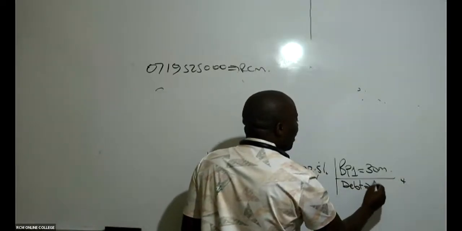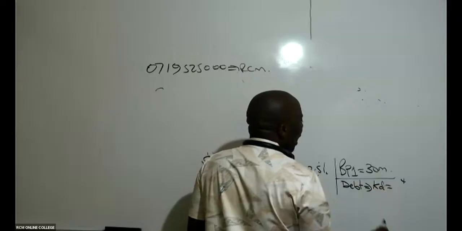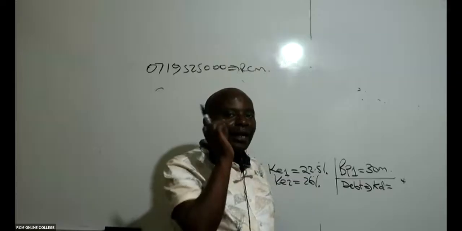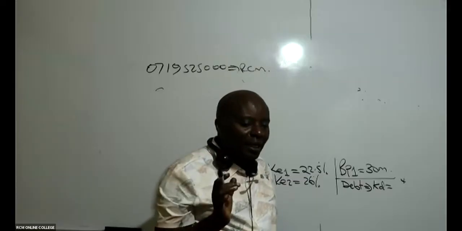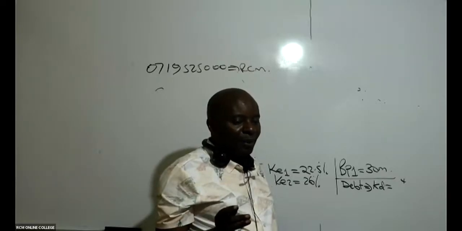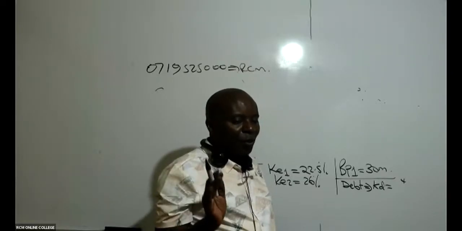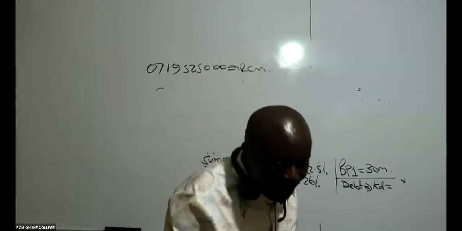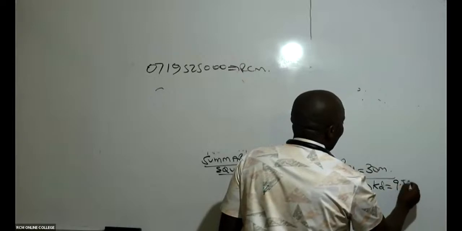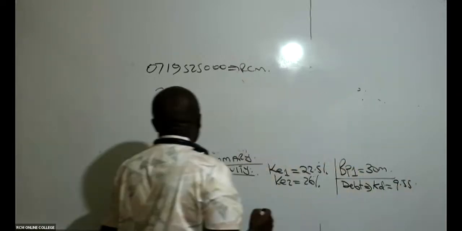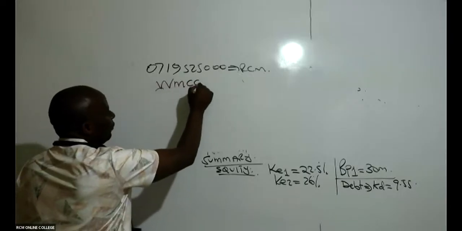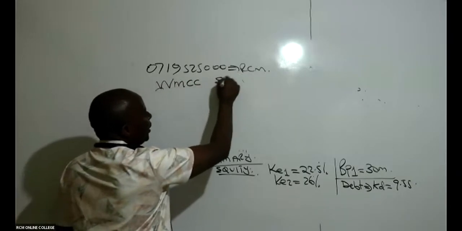That, if I remember very well, KD was only 1. The cost of debt was only 1. Was it 9.26? KD was only 1 without a break point. 9.55, yes. This was only 1. 9.55 like that. So go ahead and give us the WMCC schedule.